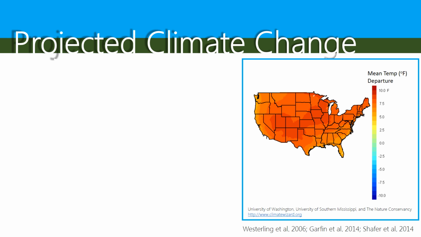Speaking of climate change, here is a map from the climatewizard.org. So this is a project by the University of Washington, University of Southern Mississippi, and the Nature Conservancy. This shows us the mean temperature difference or the map of temperature change by the year 2080 relative to the year 1970. So this is a product of an ensemble averaging 16 climate models.